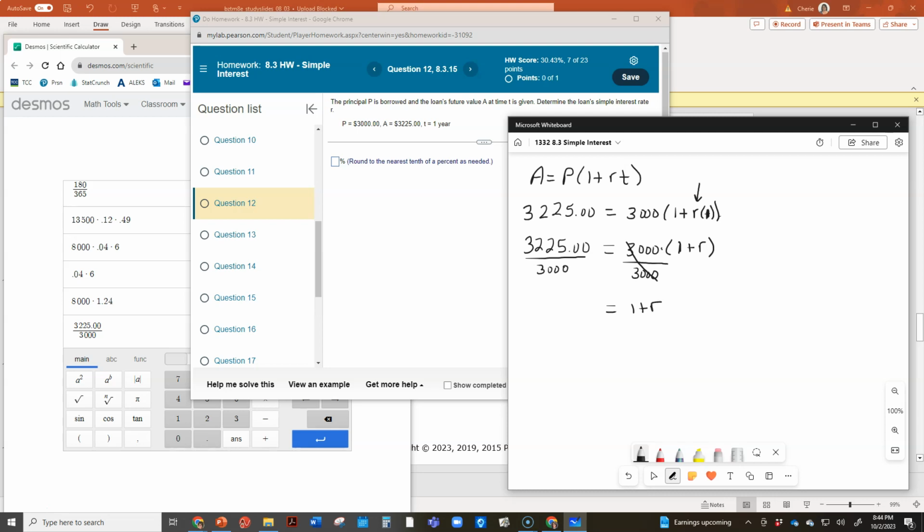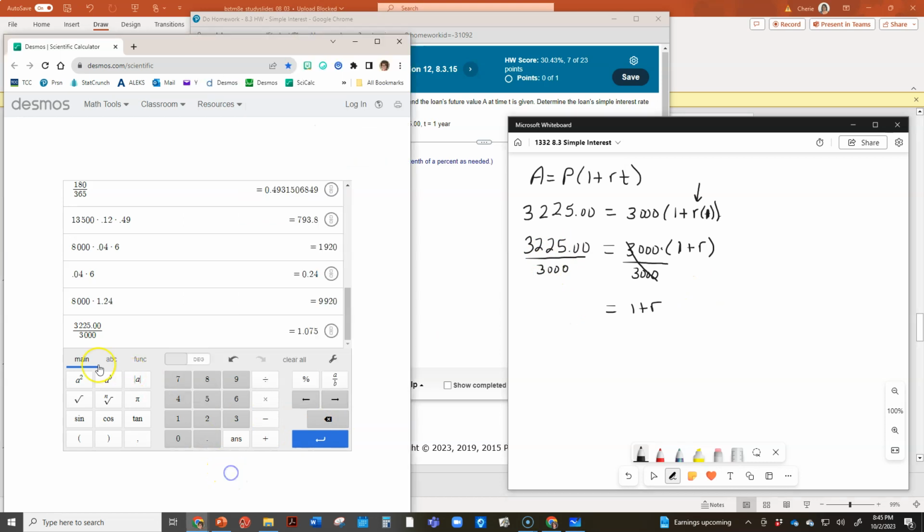I no longer need the parentheses because there's nothing on the outside of the parentheses to require them. And this value right here, I typed in my calculator. It gave me 1.075. Since we're looking for an interest rate, which is a decimal value, you can leave it as a decimal. If you need to, don't forget this little toggle switch right here will change it from a fraction to a decimal. I want it as a decimal. 1.075.